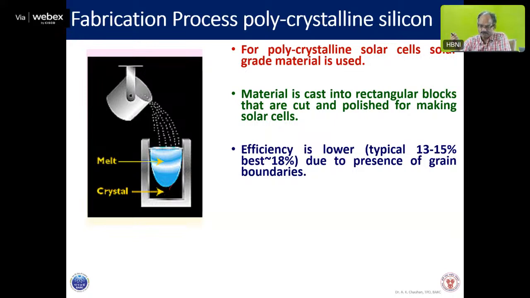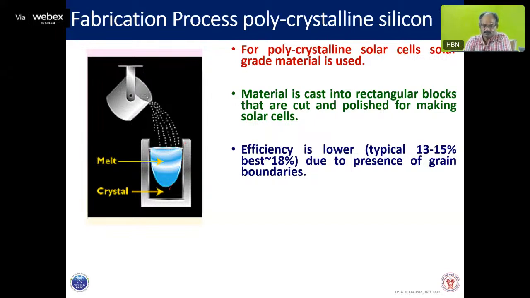For polycrystalline silicon solar cells, we need solar grade silicon material. The material is cast into rectangular blocks that are cut and polished for making solar cells. Suppose you have this container. After this, if you remove it, you will get a block. You cut this block into small wafers, and these can be polished and cut to make solar cells.